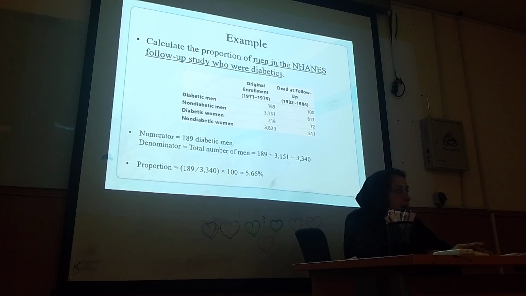189 divided by the total number of men multiplied by 100 would be 5.66. It means nearly 6% of men in our study are diabetics. Okay? Is it clear? Yes, ma'am.